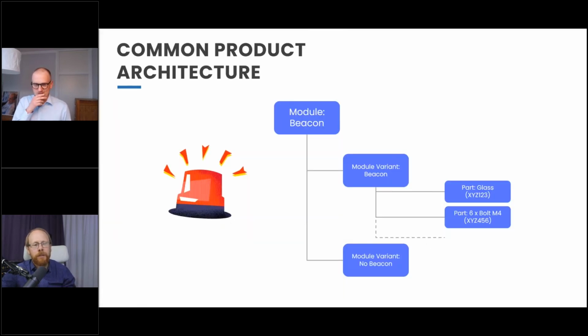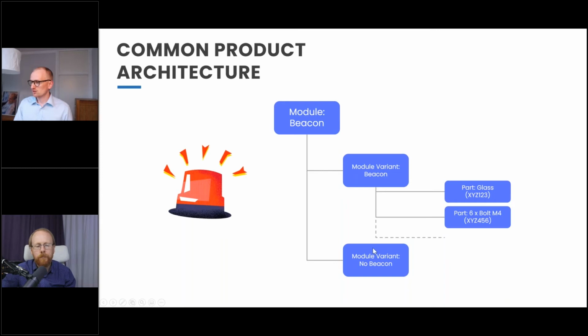Yeah, so we're going to talk about three examples of extracting information from other systems into the CPQ system. But to be able to do that, we're going to show you a very simple product structure here, so we have something to talk about. And we come back to our fantastic beacon here. We call it a module beacon. And the beacon could be different module variants. You could have a small beacon or a large beacon and so on. In our organization here, we only have the module variant beacon, and we have the option of not having a beacon, so module variant no beacon.